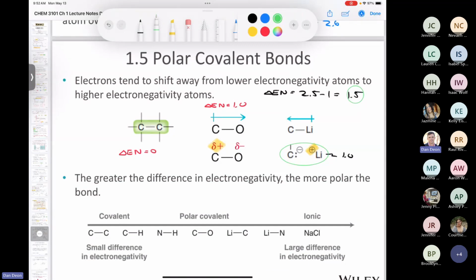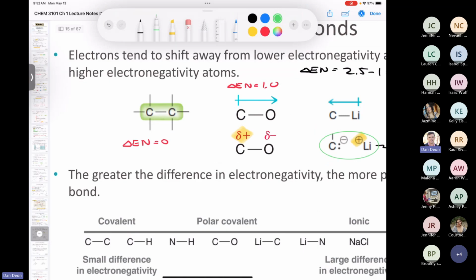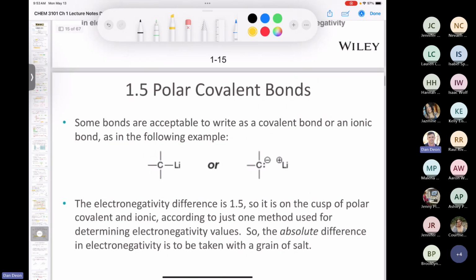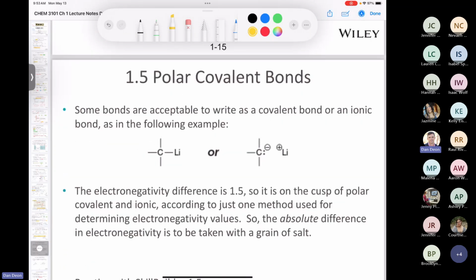So what happens is you actually get a transition going from covalent bonds to polar covalent, all the way up to ionic, okay? There's no hard and fast line where it cuts off being polar covalent and becomes ionic. We see that something becomes more ionic as it has an increasing difference in electronegativity between the two atoms. So what that means is that sometimes you can write something as being covalent. So you can actually draw the bond between carbon and lithium as covalent. And then sometimes we're going to think about it as ionic, like this.